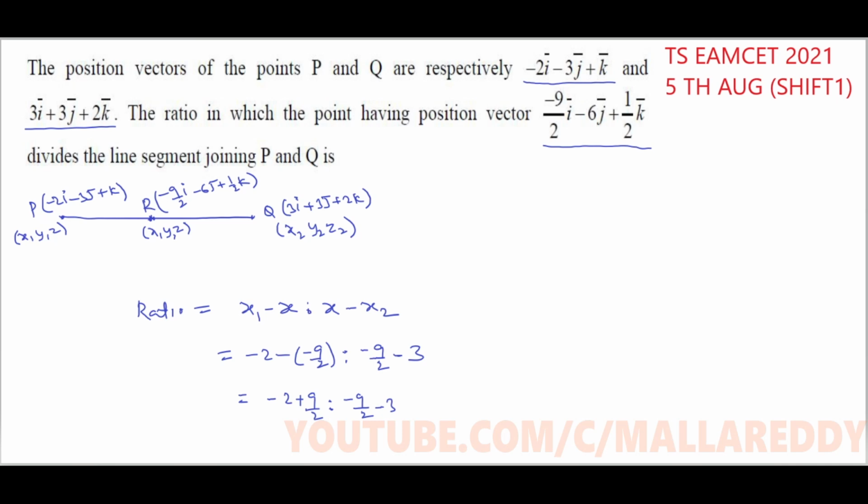So take LCM, that is minus 4 plus 9 by 2 is to minus 9 minus 6 by 2. Here 2 cancel. Minus 4 plus 9, that is 5, is to minus 9 minus 6, that is minus 15. That is equal to 1 is to minus 3. This is written as minus 1 is to 3. This is the ratio. Therefore, required ratio is equal to minus 1 is to 3.